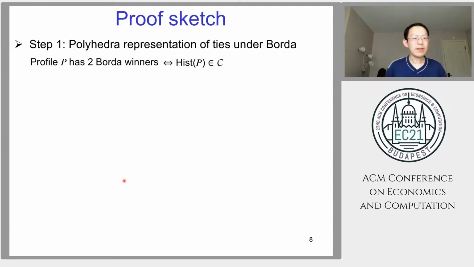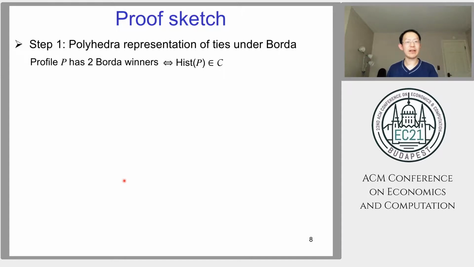For the rest of the talk, I'm going to give you a quick proof of this theorem to show you what the general proof techniques look like. The proof has only two steps. The first step is to represent the ties as a union of polyhedra.